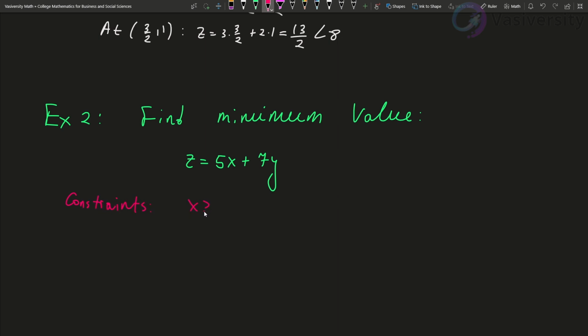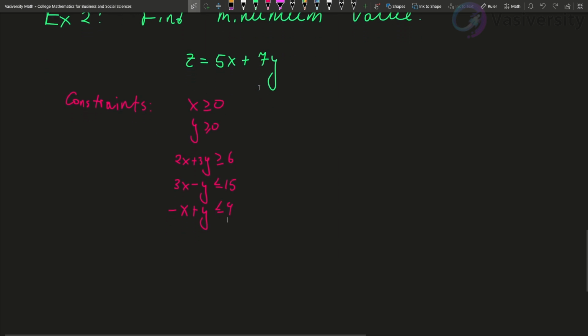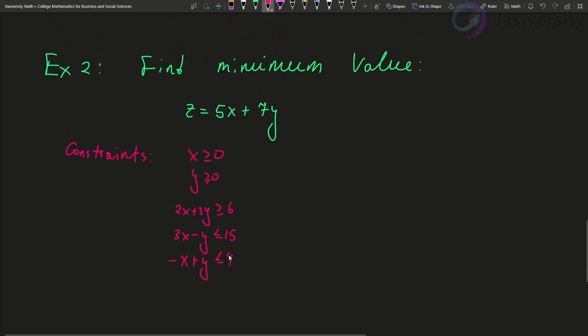We're going to have x greater or equal to 0, y greater or equal to 0. Then we're going to have 2x plus 3y is greater or equal to 6. Then 3x minus y is less than or equal to 15. Then negative x plus y is less than or equal to 4. And then the last constraint is going to be 2x plus 5y is less than or equal to 27.